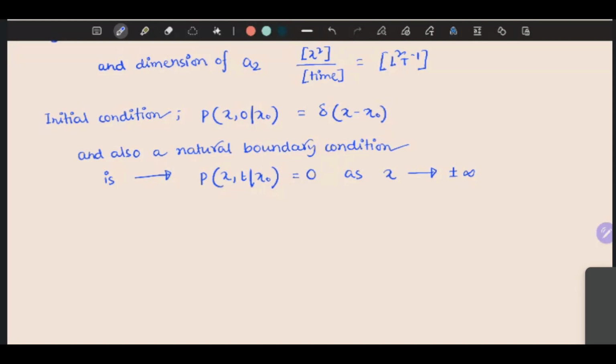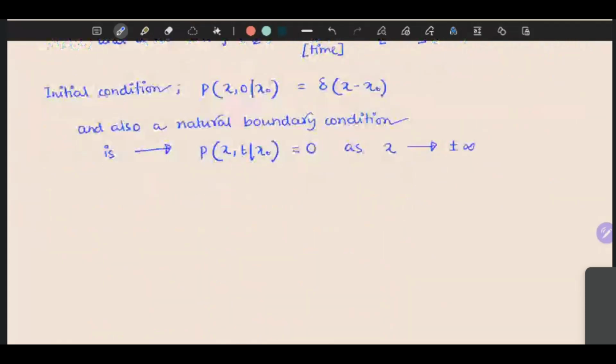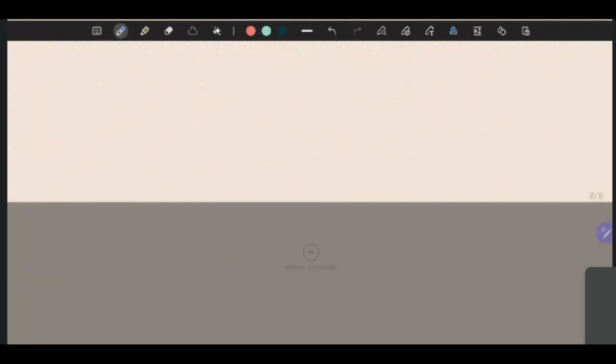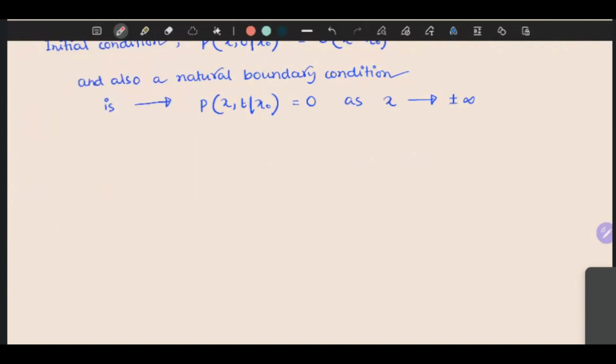So the solutions of this equation 11 actually satisfy these conditions, and can be evaluated, but let's discuss the physical features of the solutions. Okay. So the main physical features of the solution.